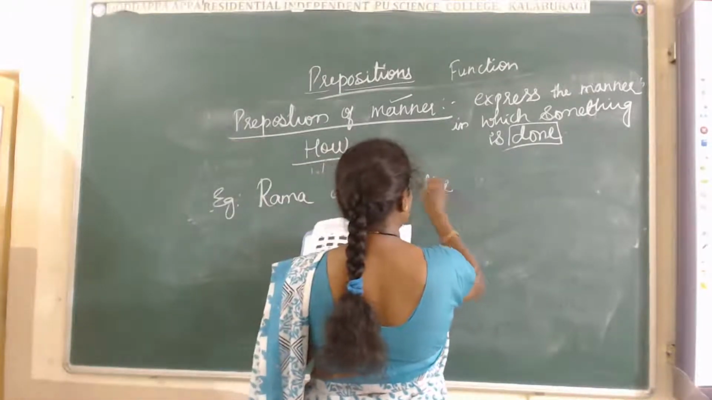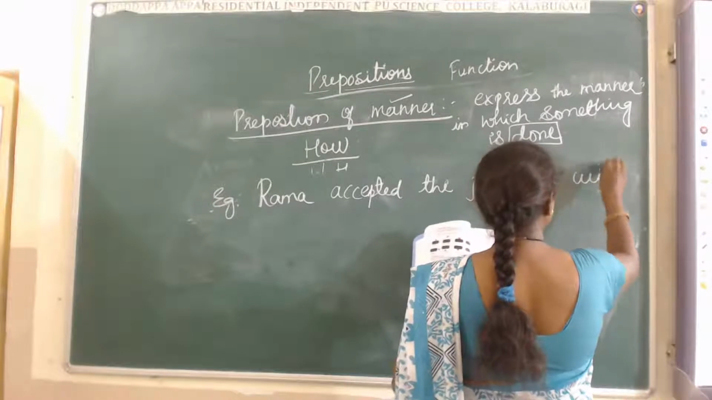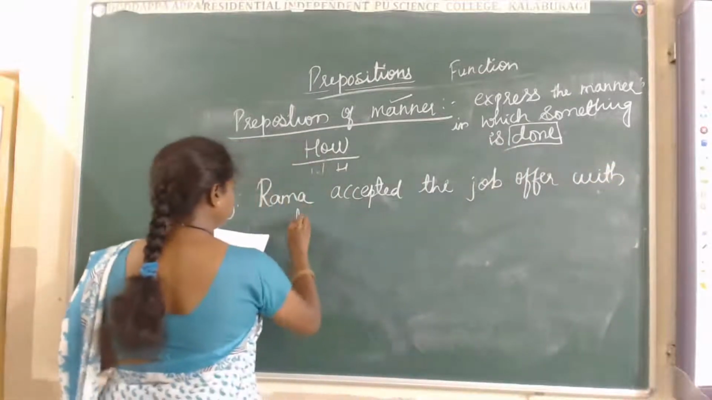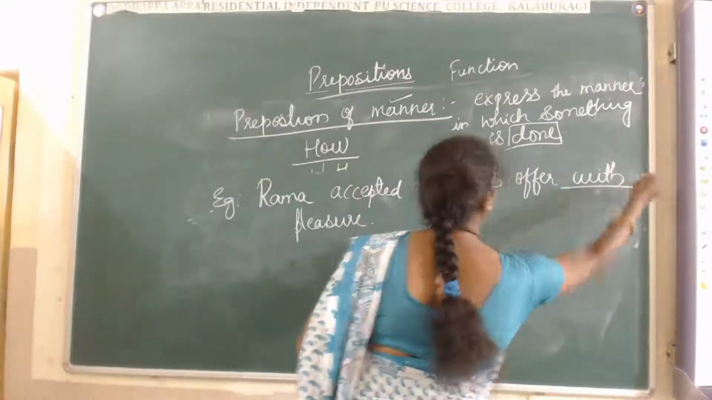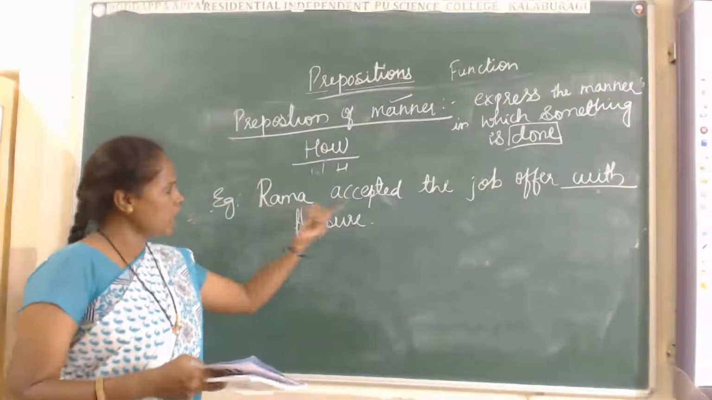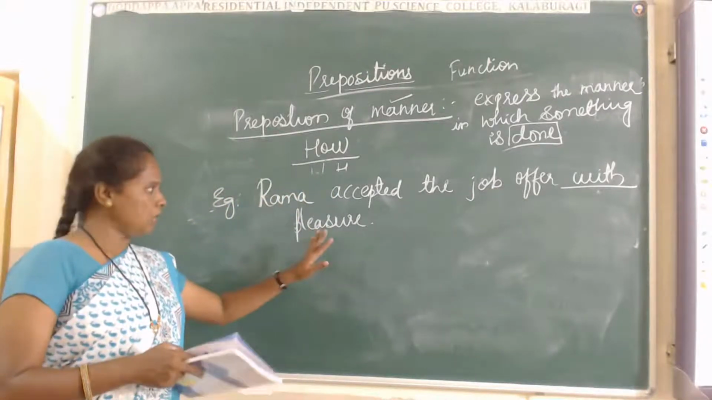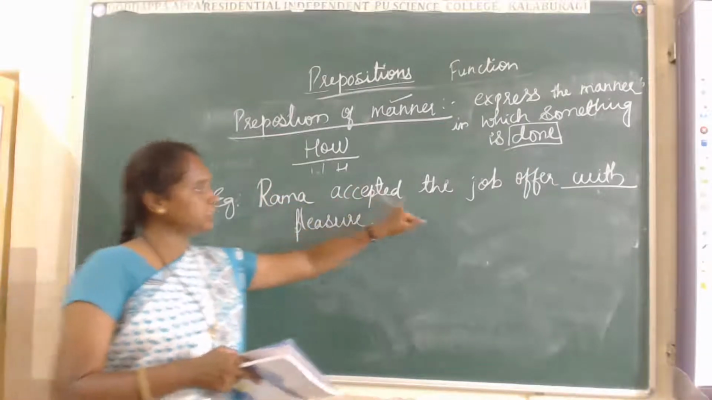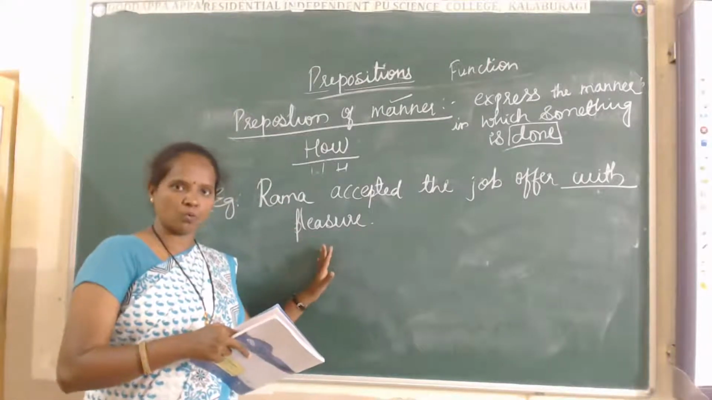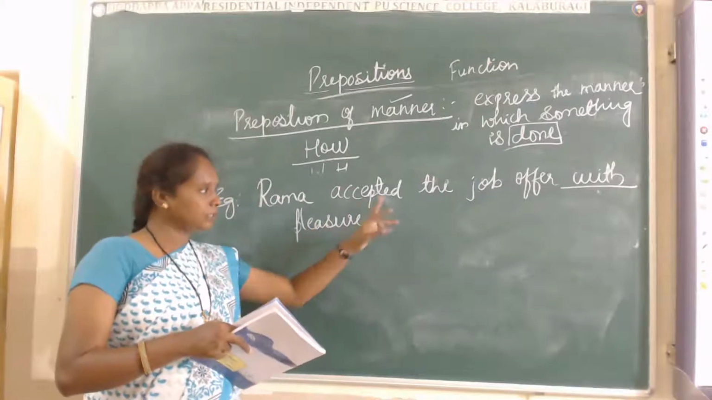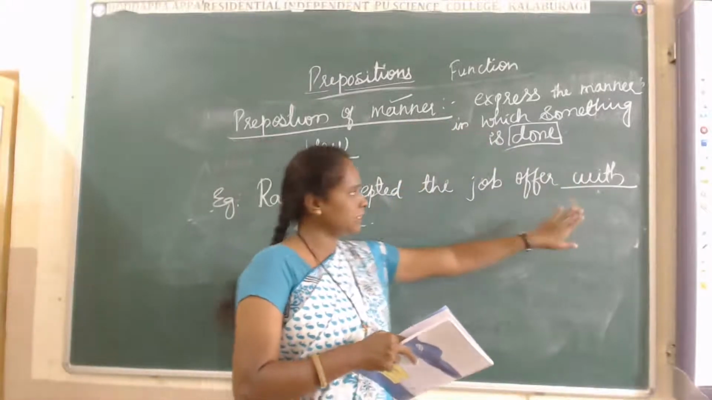Rama accepted the job offer with pleasure. See it. Rama accepted the job offer with pleasure. Already now he is working in the company. The work is already over. Now he is working in the office, and with pleasure he accepted the job. With is what? Manner. With is the manner.